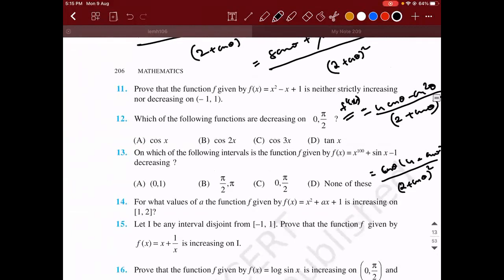So between 0 to pi by 2, cos theta is always positive, because it is the first quadrant. 2 plus cos theta is positive for every value of cos theta. And 4 minus cos theta is also positive, because cos theta in the first quadrant lies between 0 to 1. So 4 minus a value between 0 to 1 will be positive. So positive, positive, and positive. What will the answer be? Obviously it is going to be positive. Hence it is an increasing function.